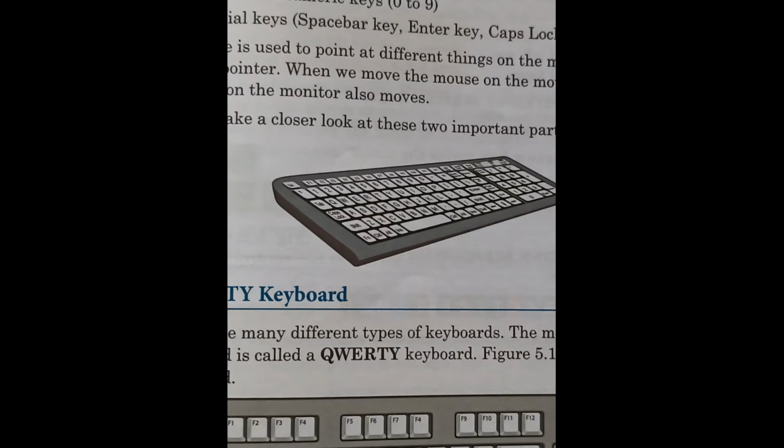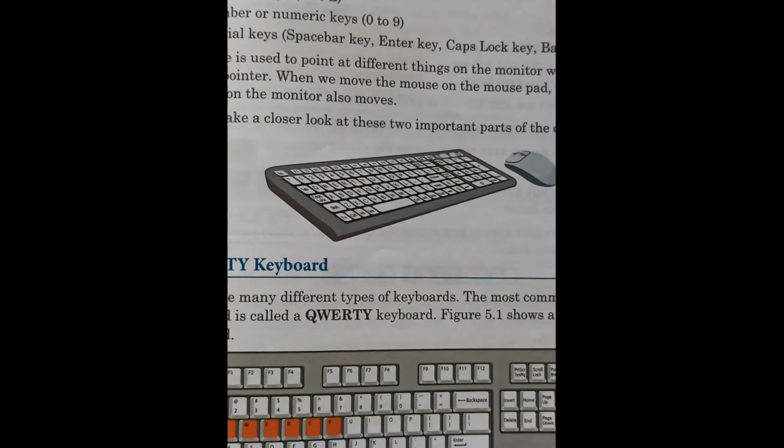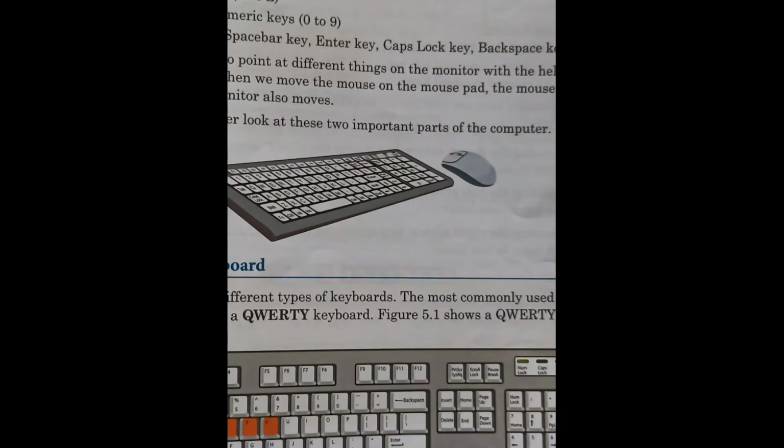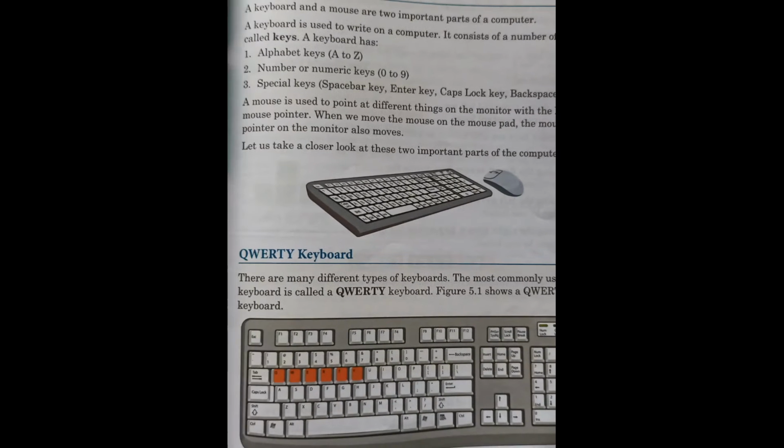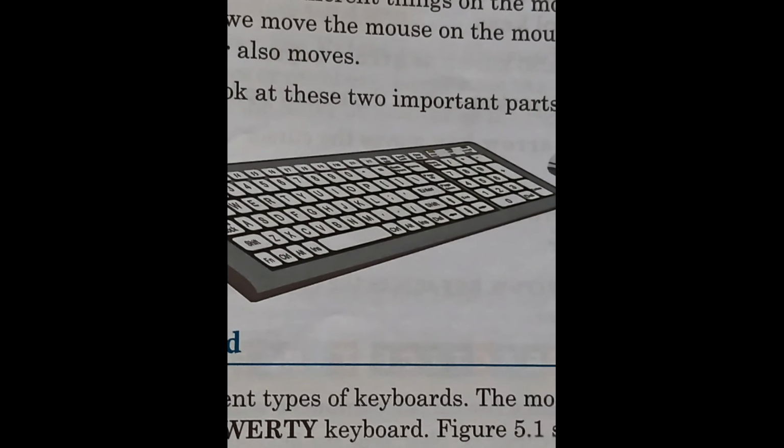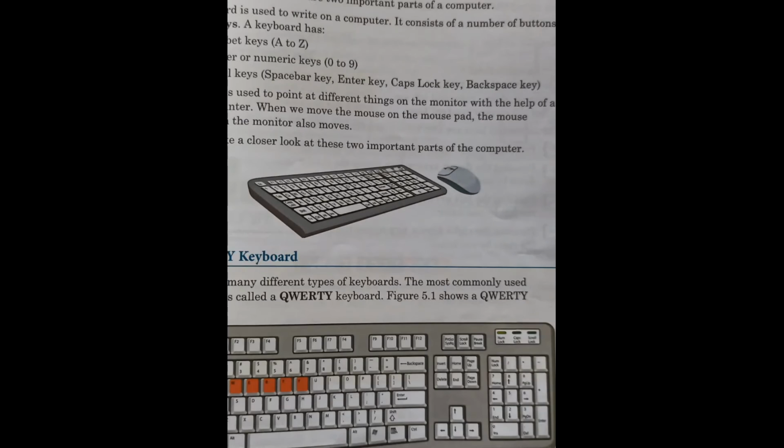These are special keys. A mouse is used to point at different things on the monitor with the help of a mouse pointer. When we move the mouse on the mouse pad, the mouse pointer on the monitor also moves. Let us take a closer look at these 2 important parts of a computer, keyboard and mouse.